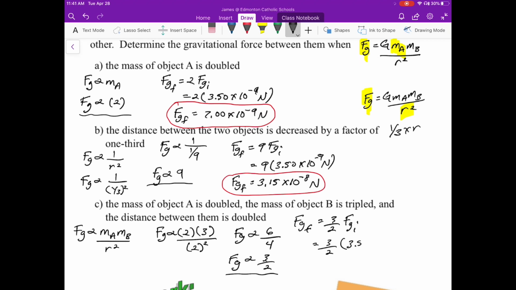So again, we have that initial gravitational force, 3.50 times 10 to the negative 9 newtons. And when you multiply that out, you get 5.25 times 10 to the negative 9 newtons.